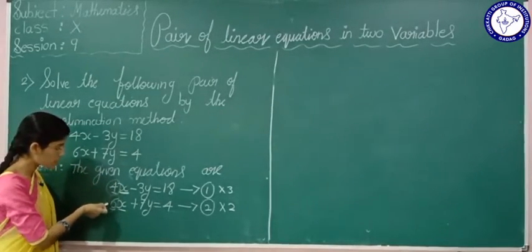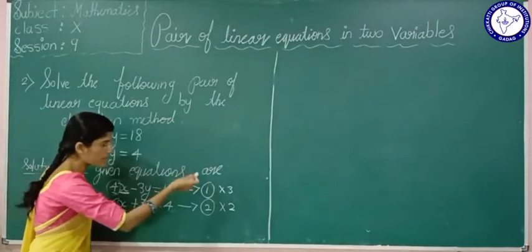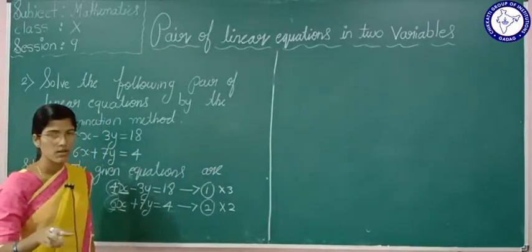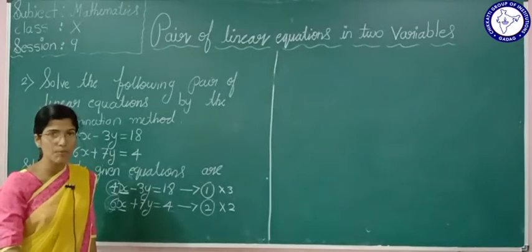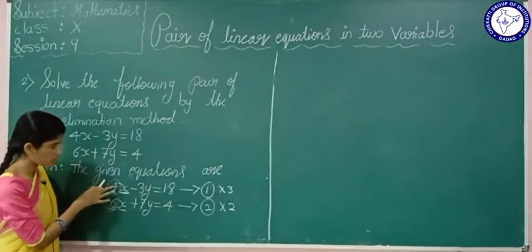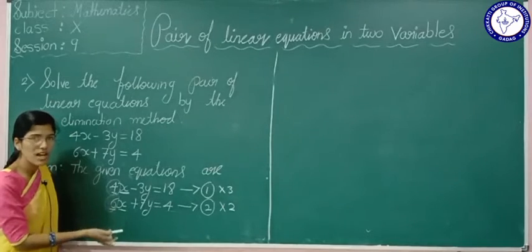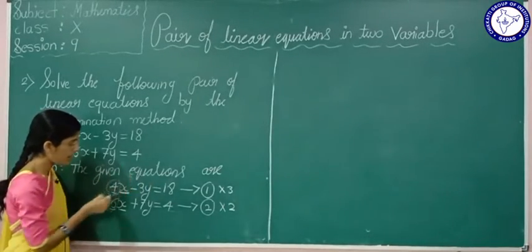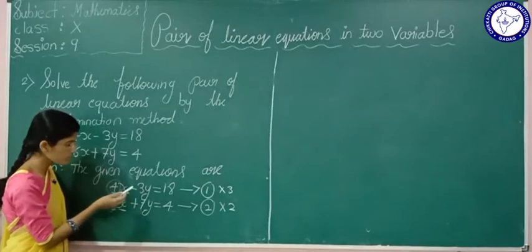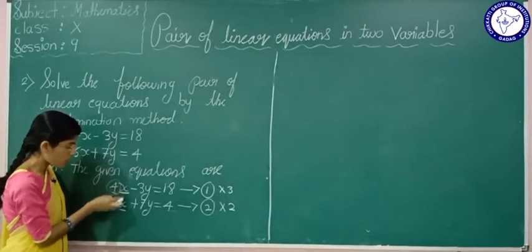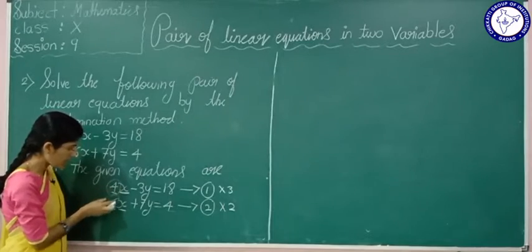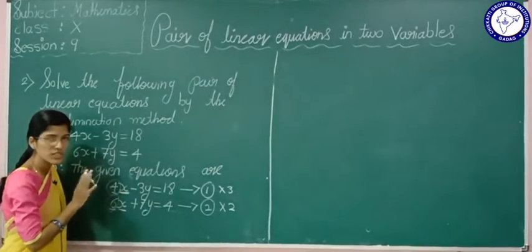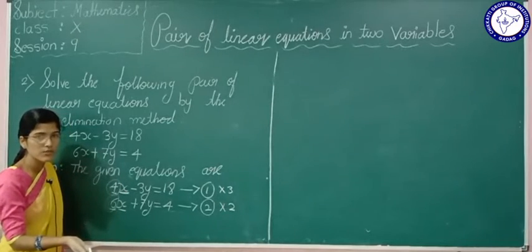If the coefficients are not the same, you multiply by any non-zero number, for equation 1 and equation 2. For that, what did I do? I multiplied equation 1 by 3 and equation 2 by 2. If you want to eliminate x, see only the x coefficients. Don't bother about the y coefficients at all, because you don't want to eliminate y.